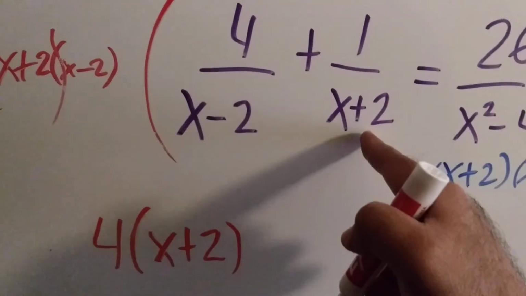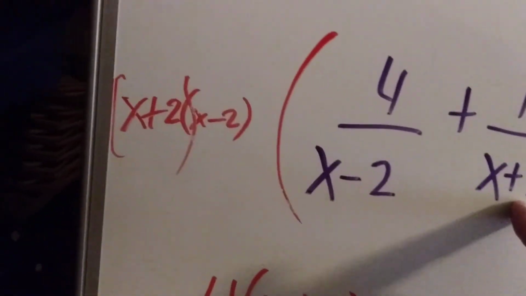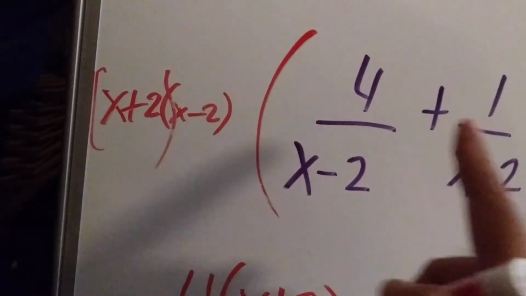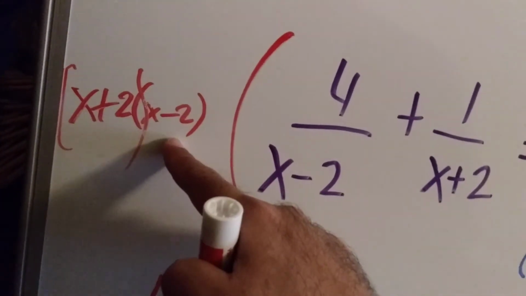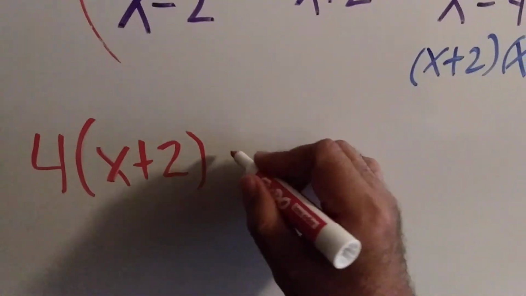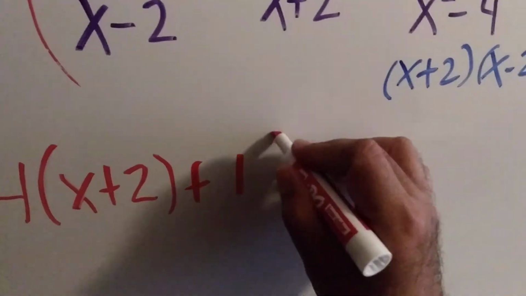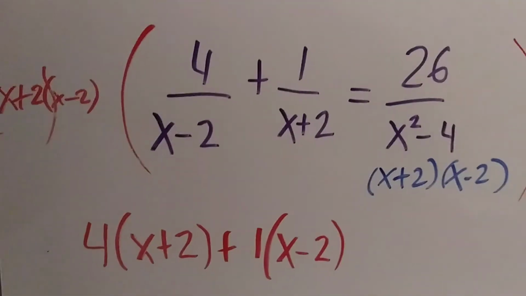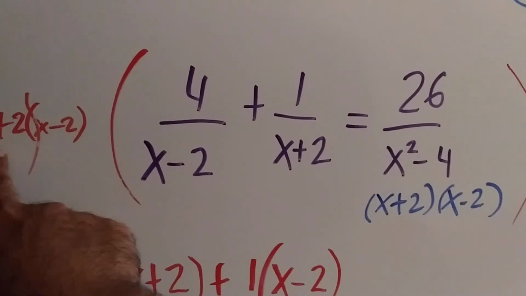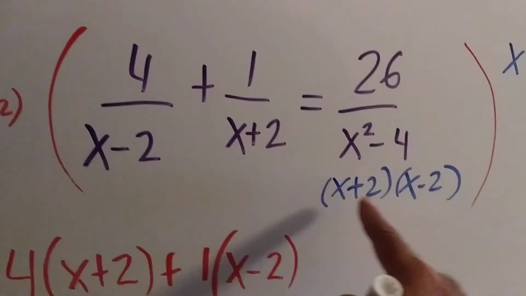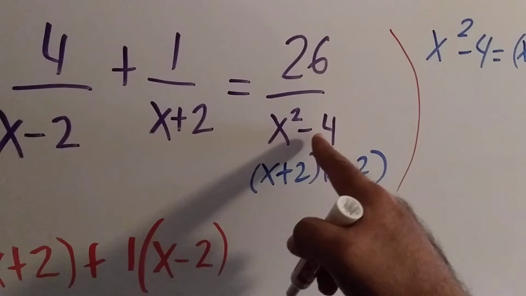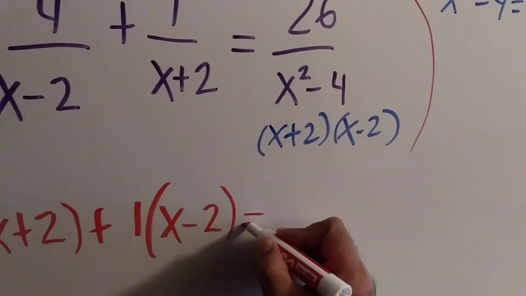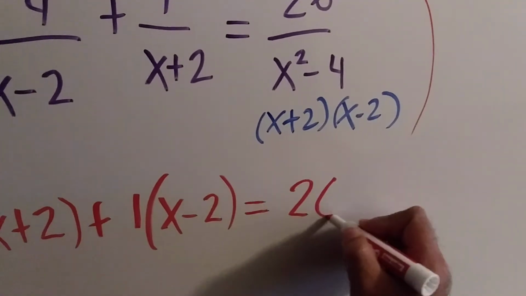Let's move on to the second term. X plus 2 will cancel out with the x plus 2 here. So we're technically multiplying this 1 times x minus 2. So this would be plus 1 times x minus 2. And now here comes the easy part. Think about it now. We have x plus 2 times x minus 2, which in technicality is this x squared minus 4 right here. So we are going to be left on the right-hand side of the equation with only the 26.